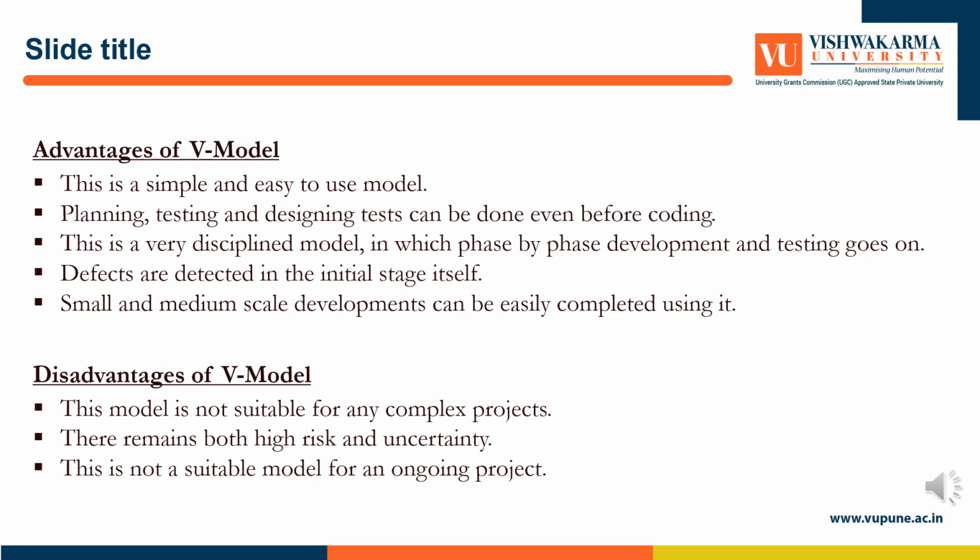So these are some advantages of V model. It is a simple and easy to use model. Planning, testing, and designing tests can be done even before the coding, because before the coding phase starts, system testing, architectural testing, and module testing are begun simultaneously when we design the verification phase. The next is that it is also called a discipline model, which means phase by phase development and testing goes on. Defects are detected at the initial stage itself, because the testing is done simultaneously as the design is developed. Then it is useful for small and medium scale developments, and it can be easily completed using it.